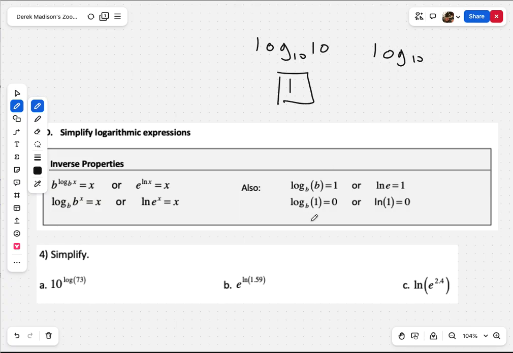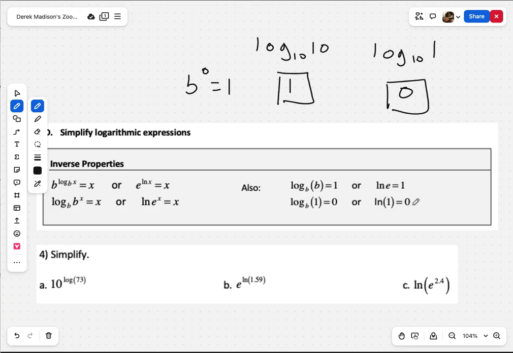Log base 10 of 1, what power do I raise 10 to get 1? That would be 0, because remember, any base raised to the 0 is 1 as long as the base is not 0 or negative. And then natural log, those are working the same way. e matches the base, so ln e is 1. We'll run into that one a fair bit.